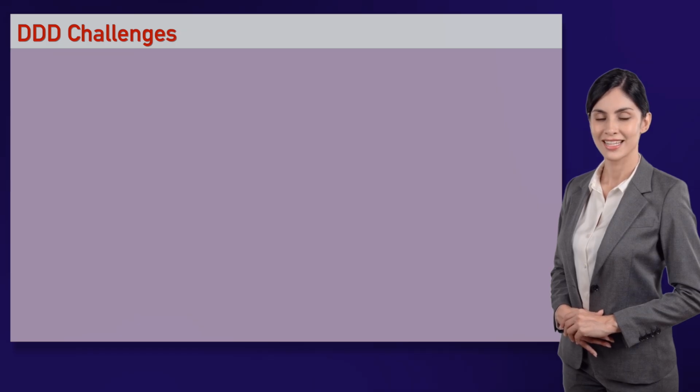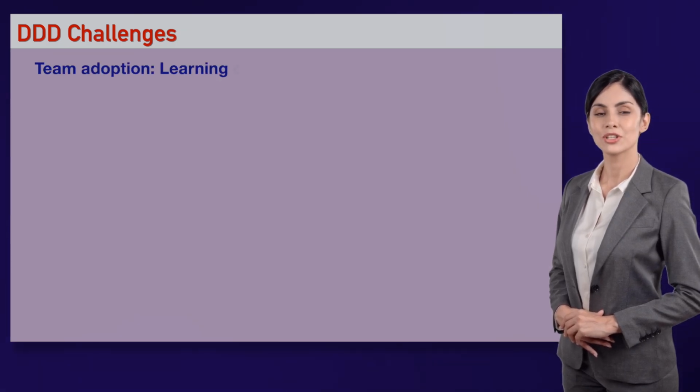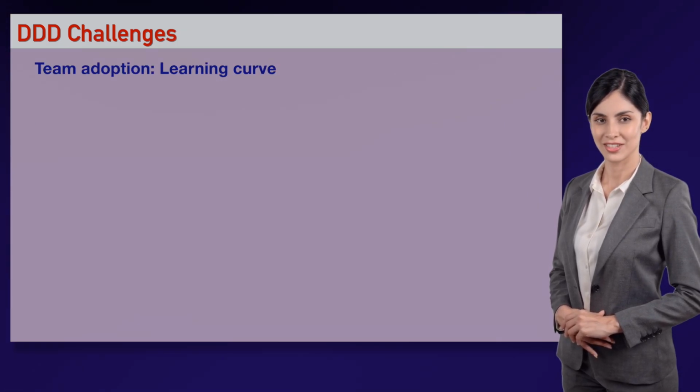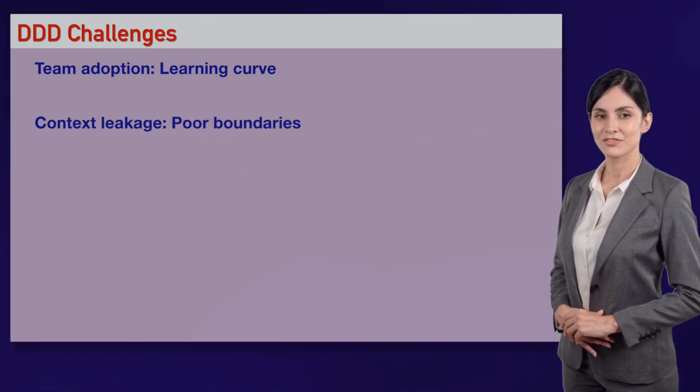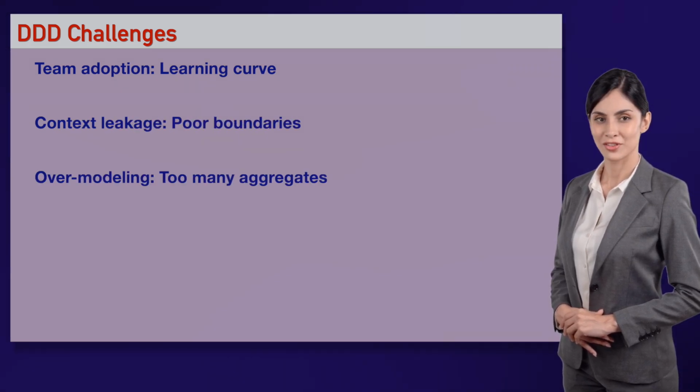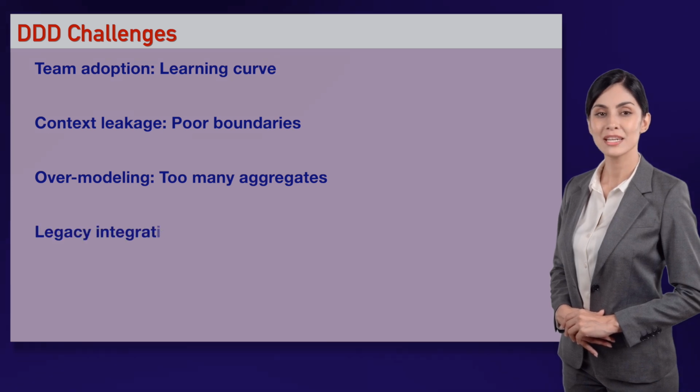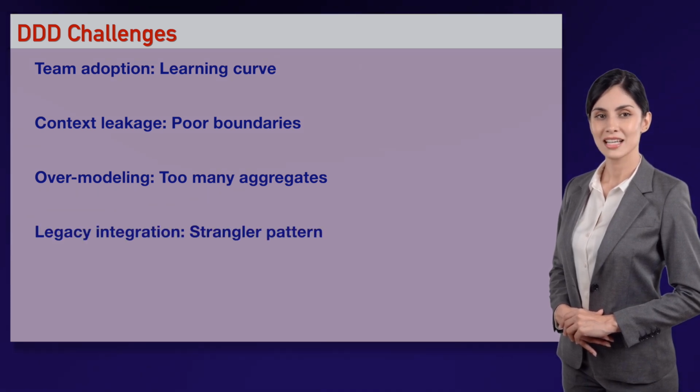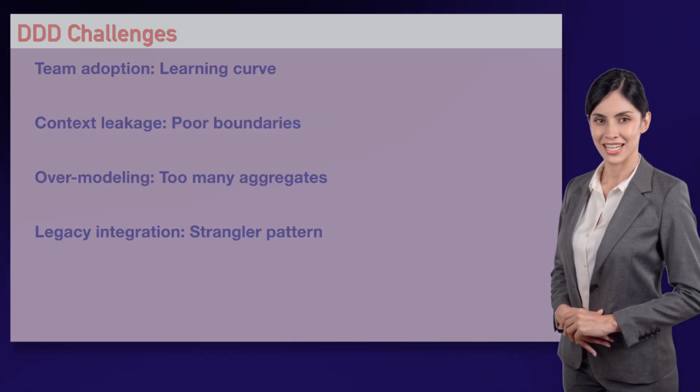DDD challenges. Team adoption requires time to learn concepts and collaborate effectively. Context leakage occurs from poor boundaries, polluting models. Overmodeling creates too many small aggregates, increasing complexity. For legacy systems, use the strangler pattern to gradually replace them with DDD contexts.